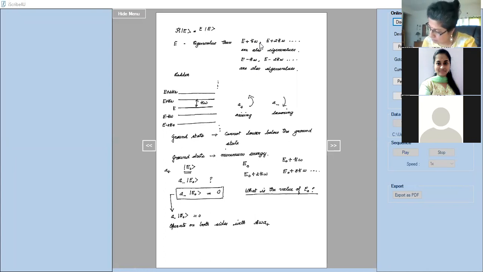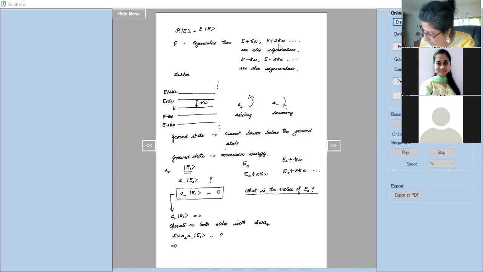So let's do that. On the left hand side, we will have h cross omega A plus A minus E naught. On the right hand side, what will we have? We'll still have a null vector, because anything that operates on a null vector becomes a null vector. So we'll get again 0. Remember, this is not just an ordinary 0, it's a column matrix of zeros. That's why I'm calling it a null vector.